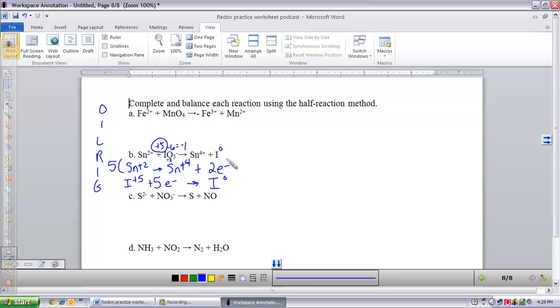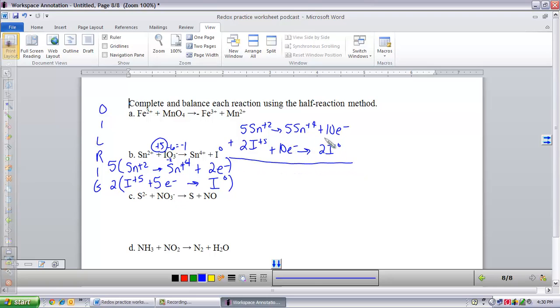Now, in order to balance these, you need to have the same number of electrons lost as you have gained. So I'm going to multiply this one times 5 and this one times 2 because that's my least common multiple. All right, so then we'll rewrite this. 5 SnO2s will make 5 SnO4s plus 10 electrons. And then I'm going to multiply the bottom one by 2. 2 IO3s plus 10 electrons will make 2 I's.